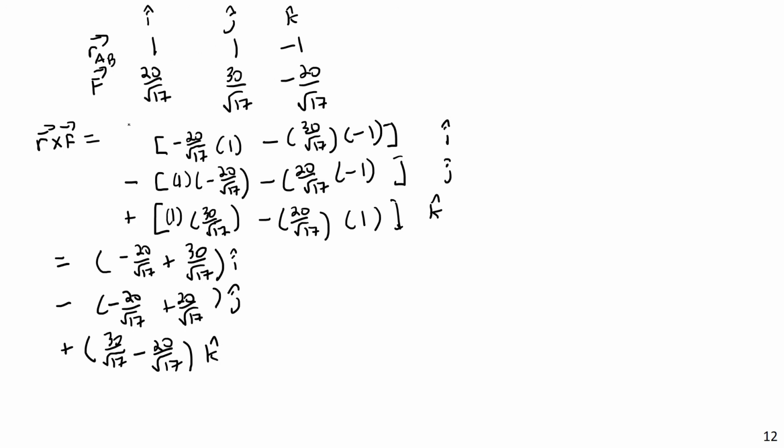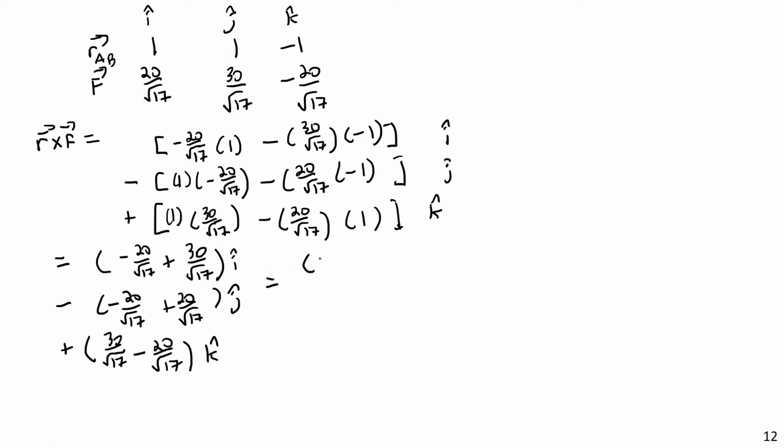So negative 20 over root 17 and then plus, for the I, negative 20 and then plus 30. Yep, that looks good. For the J, negative 20 and then basically plus 20. Yep, looks good. And for the K, 30 minus 20. Okay, that looks good. Assuming I made no other math errors, which is certainly possible.